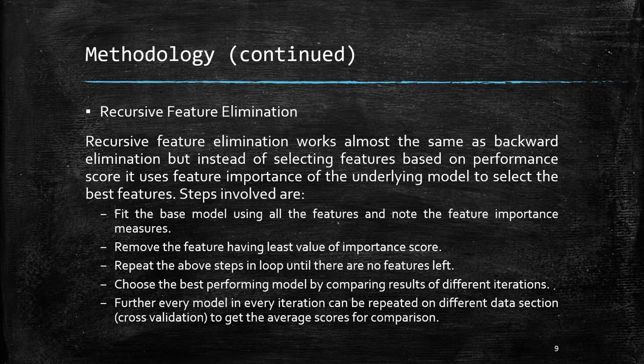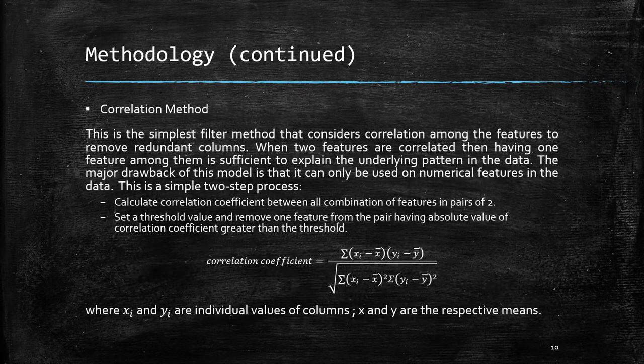Recursive feature elimination works the same as backward elimination, but the only difference between the first two methods and this method is that it makes use of a single model. The first two take a performance score like accuracy or F1 score, and based on that decide which feature to drop for the next iteration. But recursive feature elimination makes use of inbuilt values like feature importance scores to select which feature to drop for the next iteration. Apart from that, it works the same as backward elimination.